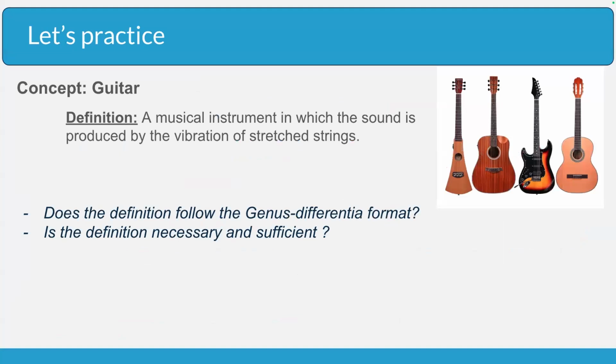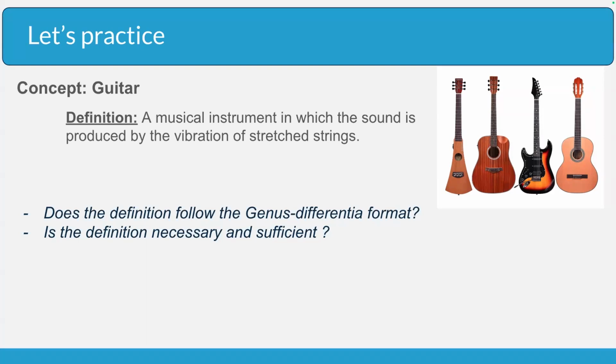So let's practice. Let's have fun. It has nothing to do with biology, and this is not pop music. So, assuming everybody knows what a guitar is, feel free to Google it. There's some images here. Here's the definition. It is a musical instrument in which the sound is produced by the vibration of a stretched string. So, two questions. Does the definition follow the genus differentia format? And is the definition necessary and sufficient to refer to the concept of guitar?